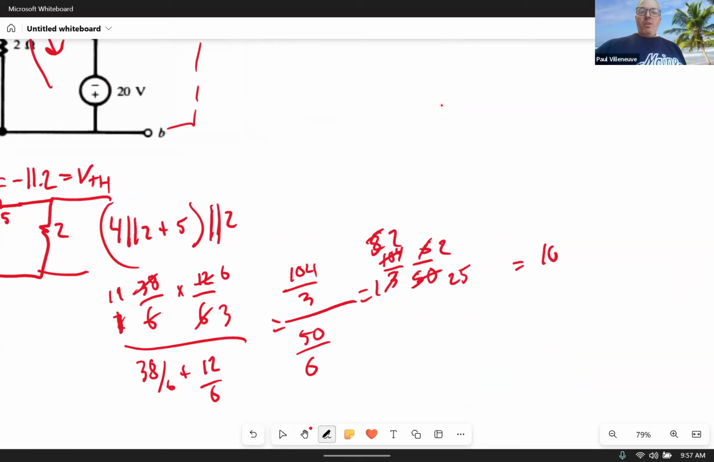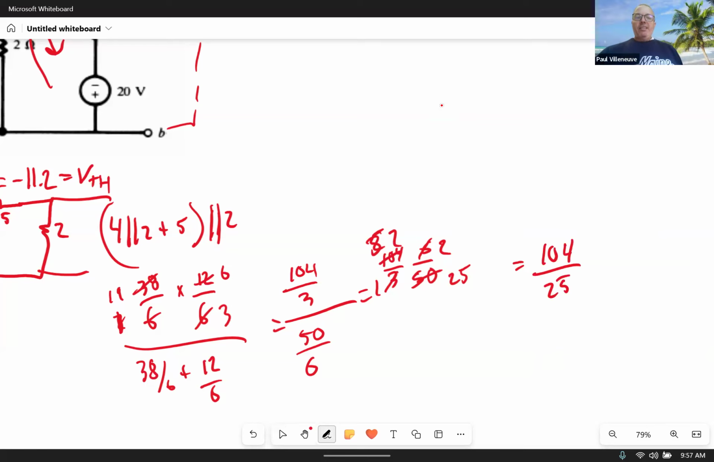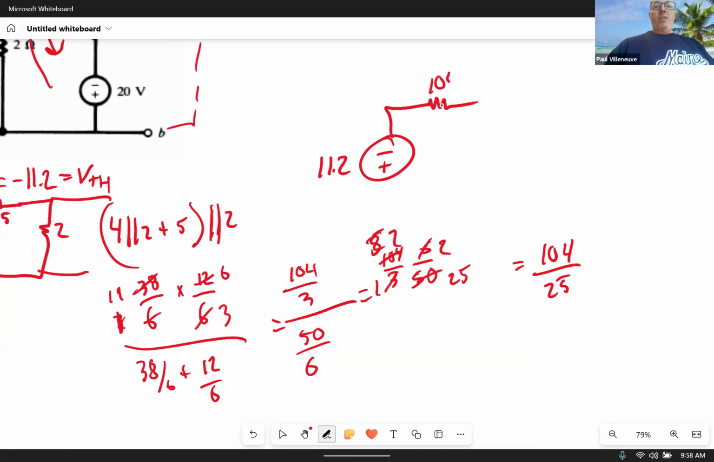So that becomes 104 divided by 25. So my Thevenin equivalent is a minus to plus 11.2 volt source, and in series with that, I have a 104 divided by 25 ohm resistor.